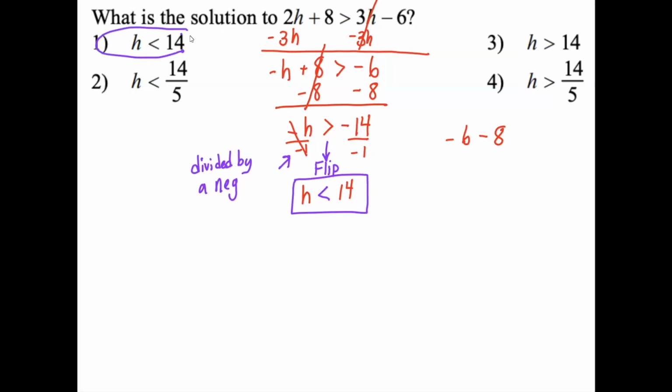And what you'll notice is that h is greater than 14 is also an answer choice. So they're trying to really assess and see if we're fluent with the skill of having to flip that inequality sign when you divide by a negative. If you don't, unfortunately, you're going to have that trap answer right here as choice 3. So that is something to always be careful of and watch out for anytime you're dealing with solving inequalities.